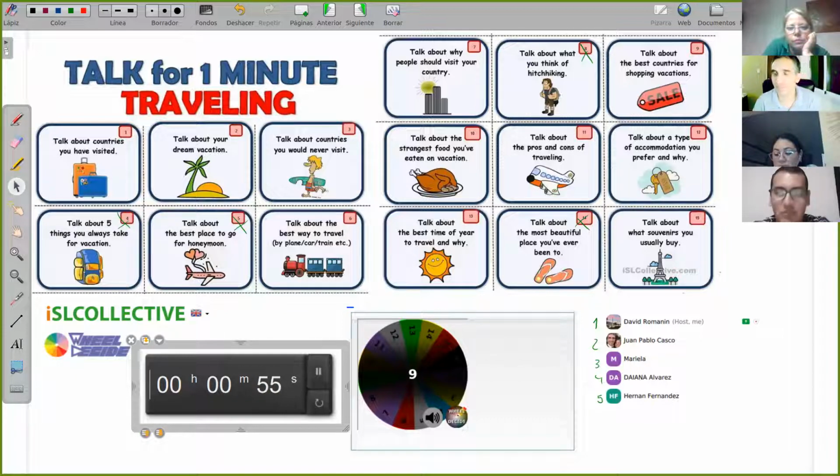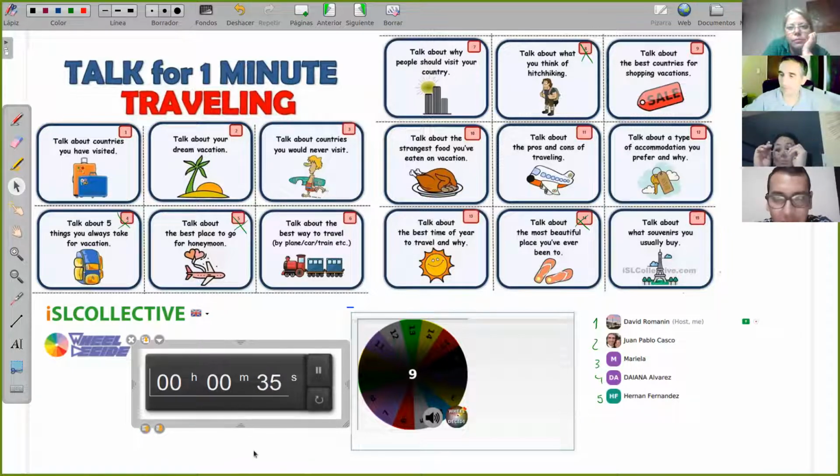Well, the best country for shopping vacations is Italy. Other countries, USA, bueno, in Europe, Italy, Sweden, France. Okay. In South America, Brazil is the best country, and Colombia.